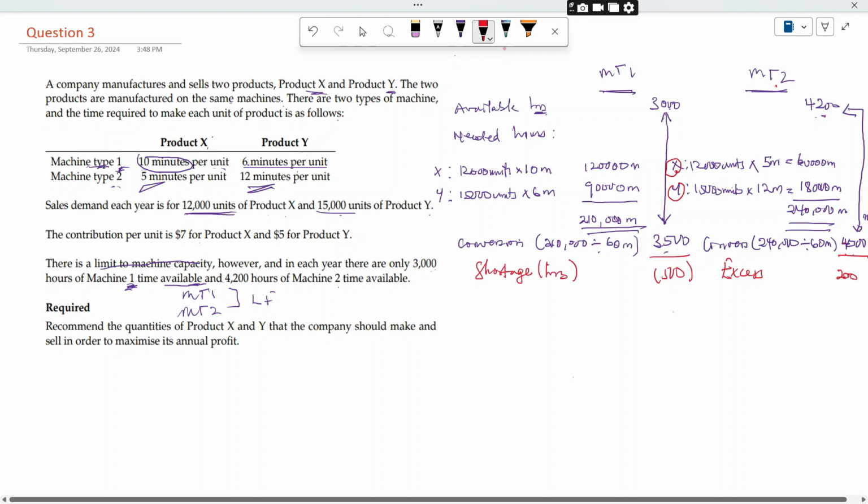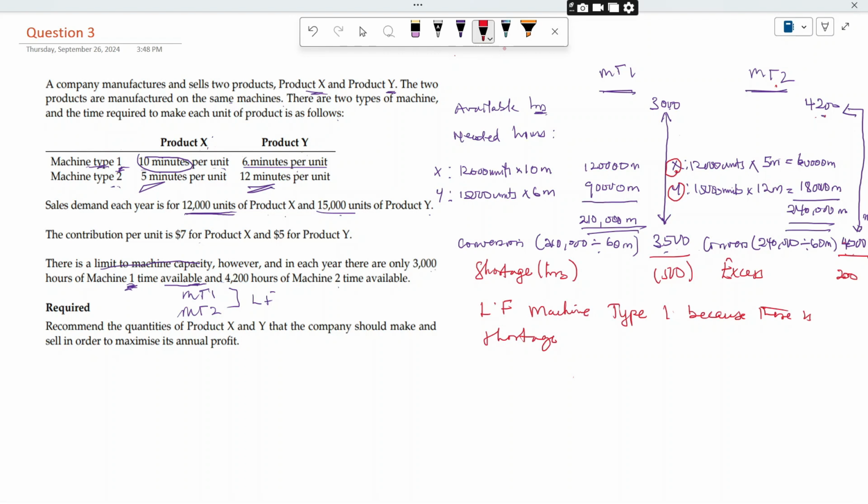Okay, now don't forget, limiting factor is looking at the resource that is in short supply. So here, the limiting factor is machine type 1 because there is shortage. Okay, great. If you understand this, then let's go and look at the production schedule.